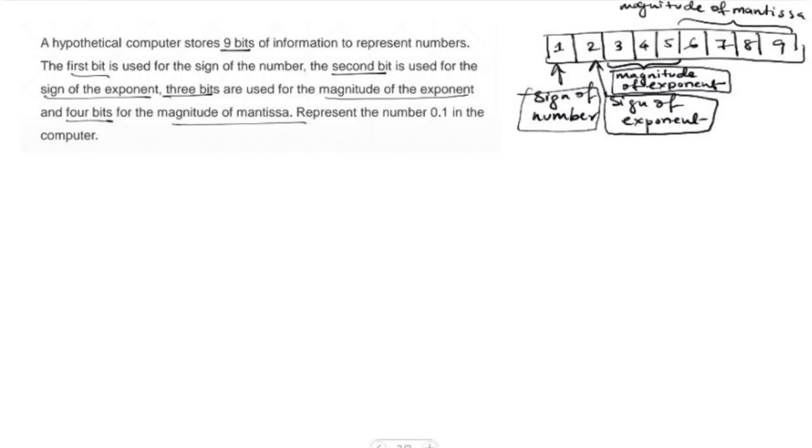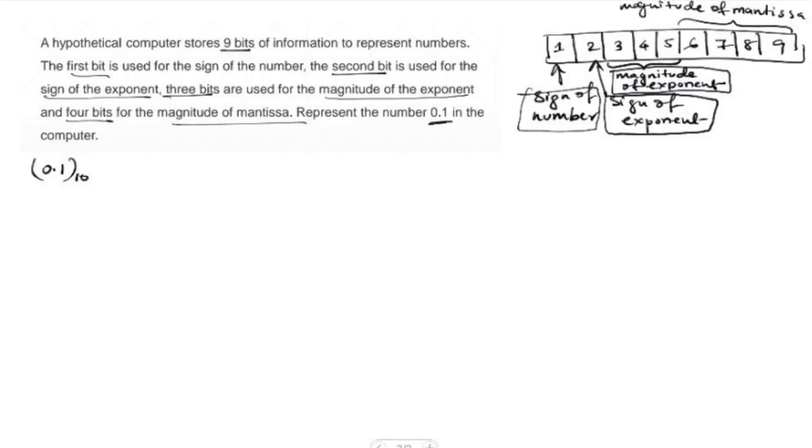Now we have to first take our number here. This will represent the number 0.1 in the computer. So we have our number 0.1, and this is in base 10. This is a decimal number, not a binary number. Many of you got confused when you saw 0 and 1. You thought it was binary, base 2. No, this is a decimal number of base 10, and we have to make this into a binary number.